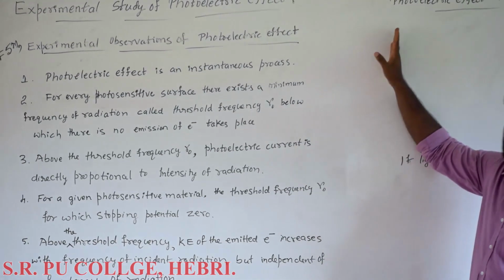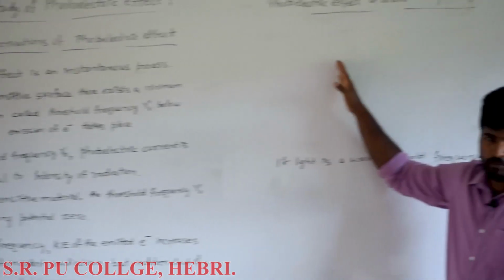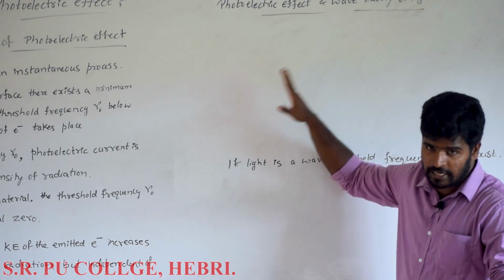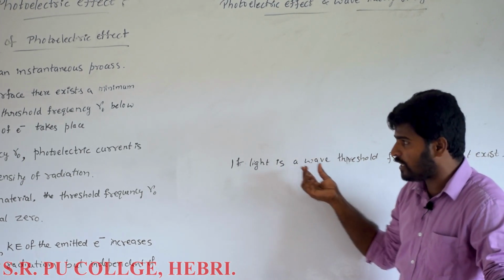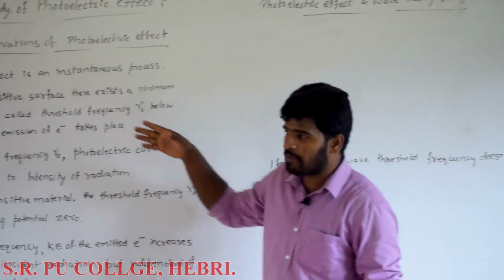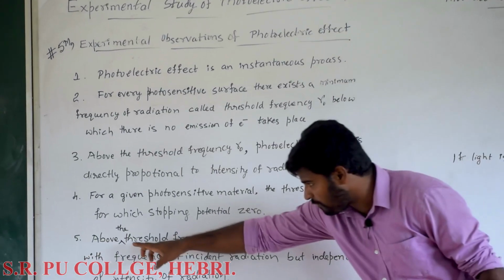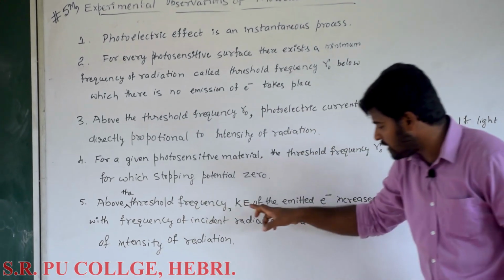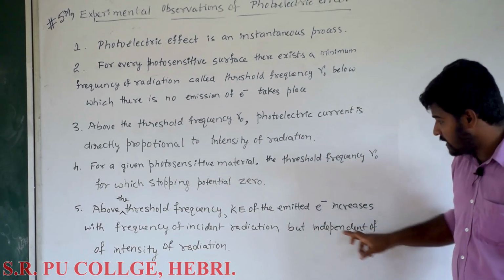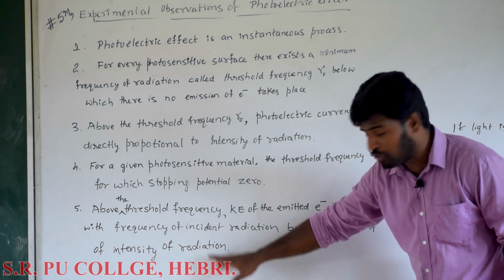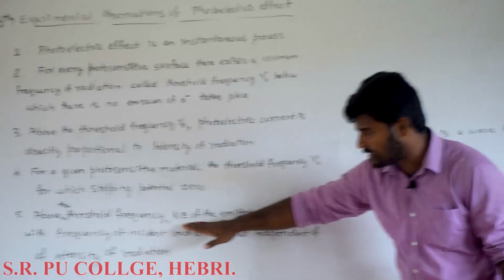Suppose light is a wave. In general, there is no threshold frequency. If light is a wave, there is no threshold frequency, and emission of electrons takes place. As well as, if light is a particle, above the threshold frequency, the kinetic energy of the emitted electron increases with the frequency of incident radiation, but it is independent of the intensity of radiation. If light is a wave, just the condition is reversed.